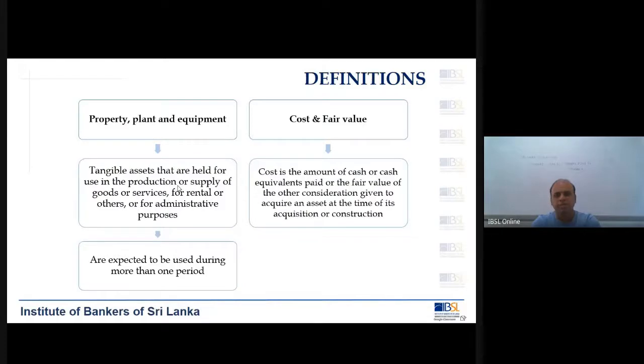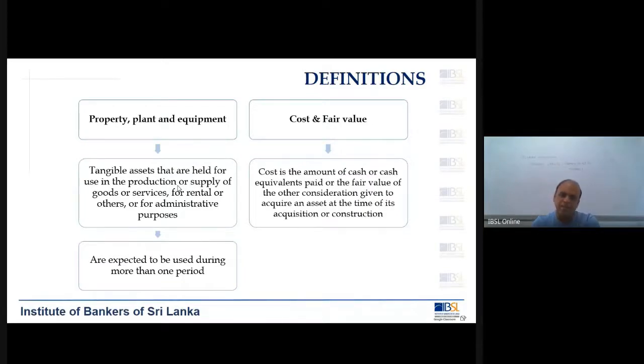So what is cost? Cost is the amount of cash or cash equivalent that you have paid. Now, if you are going to buy a computer where you will pay, let's say 100,000, that 100,000 is the amount that you pay to buy this computer. And that is known as the cost of the computer or the cost of the fixed asset. So you are trying to acquire this particular asset. You are going to the shop, buying this computer, that is your acquisition.